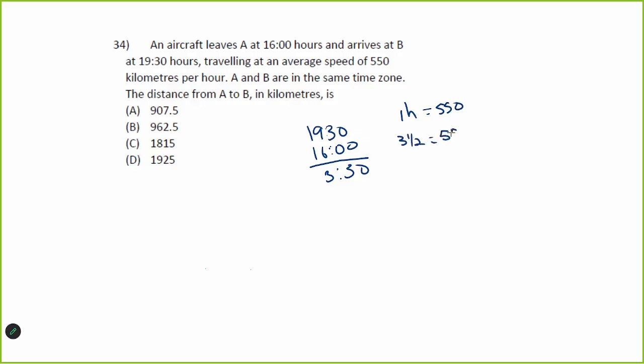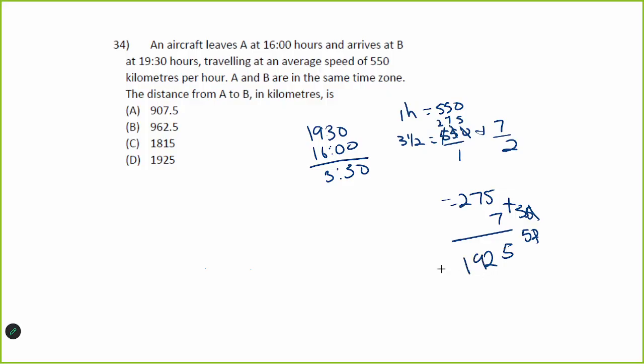3.5 would be 550 multiplied by 3.5, which is 550 times 7 over 2. 2 could go into 5, 2 times remainder 1. 2 could go into 15, 7 times remainder 1. 2 could go into 10, 5 times. So it's 275 times 7. 7 5s are 35. 7 7s are 49, 49, 50, 51, 52. 7 2s are 14. 1925 is the answer.